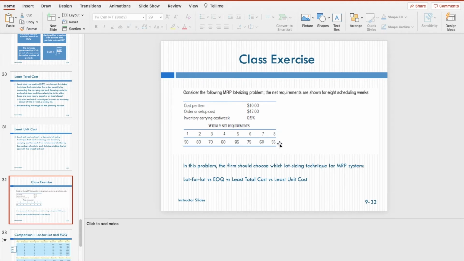The net requirements. You can view it as the production requirement from the customer, from the demand side. Basically, this represents the weekly net requirement from week 1 until week 8.